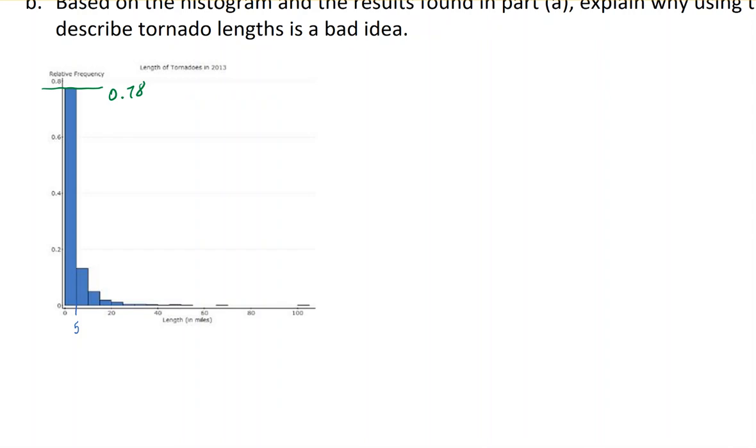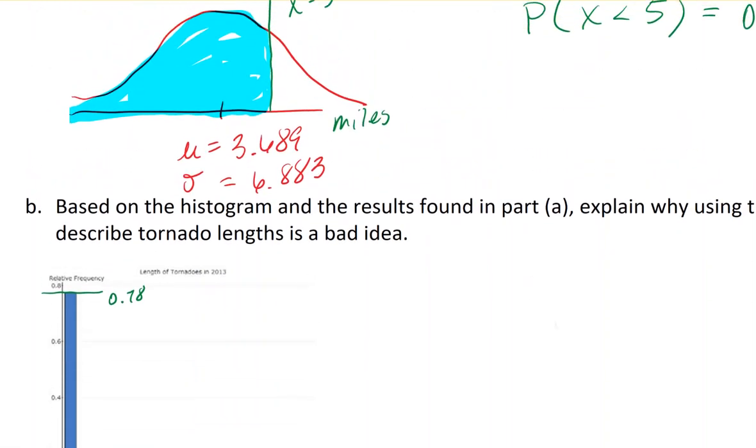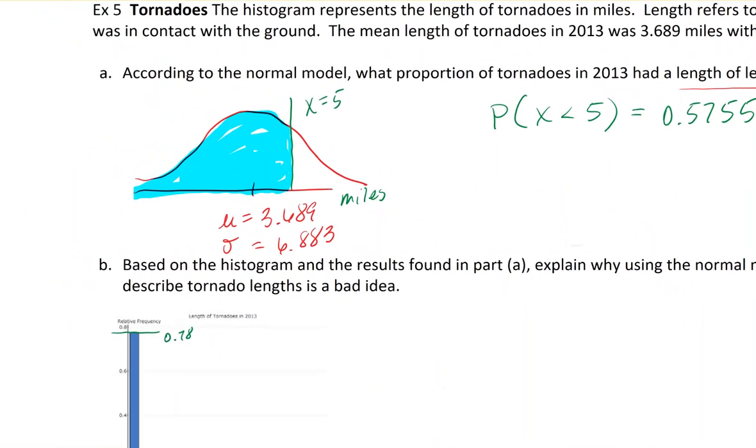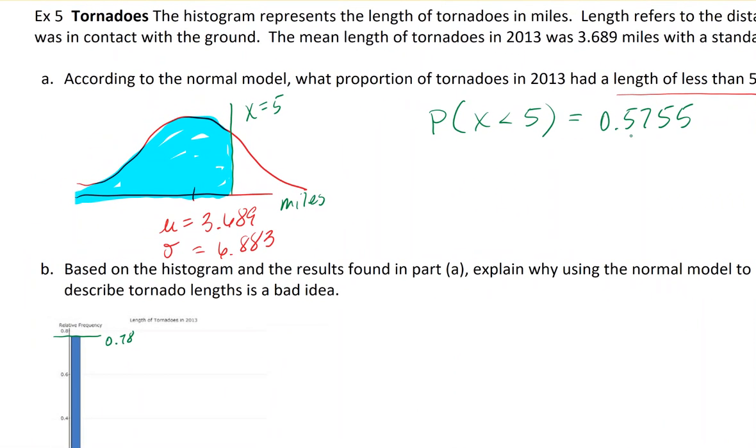So I should be able to estimate the height of that bar is, I don't know, somewhere around, let's say, 0.78. So in reality, the proportion of tornadoes that were on the ground for less than 5 miles is really closer to 0.78, or 78% of the tornadoes that were on the ground. Now compare the 78% of reality with the 58% of a model. So remember, this is just a model.